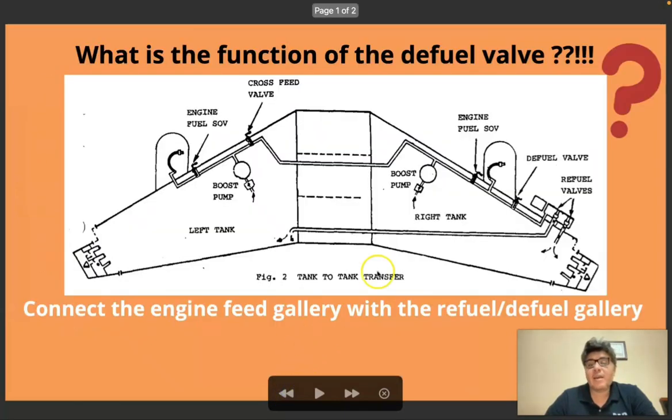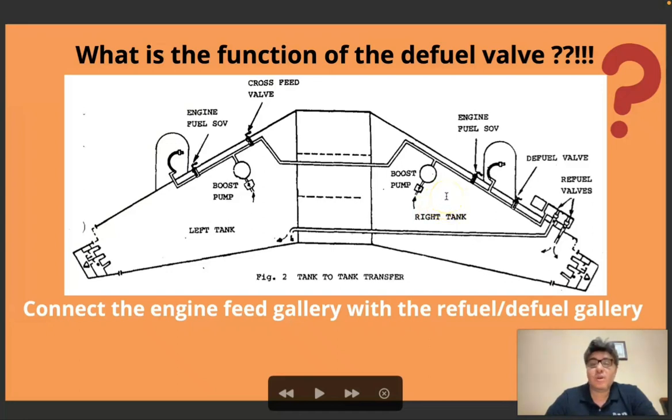Okay, so let's go back to the basic schematic. Again, the function of the defuel valve is to connect the engine feed gallery with the refuel defuel gallery in case of defuel operation or transfer operation. We already discussed fuel transfer from the left tank to the right tank. What about defuel? If we need to dump fuel from the aircraft fuel tanks, for example because the aircraft is going to the hangar and we need to do a maintenance task inside the fuel tanks, we need to make the fuel tanks empty.